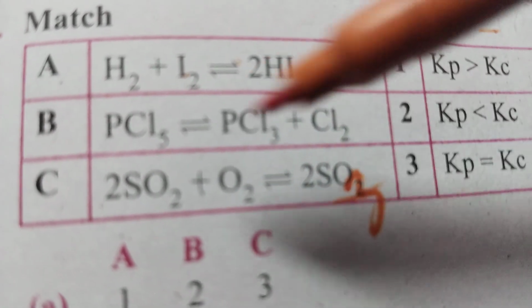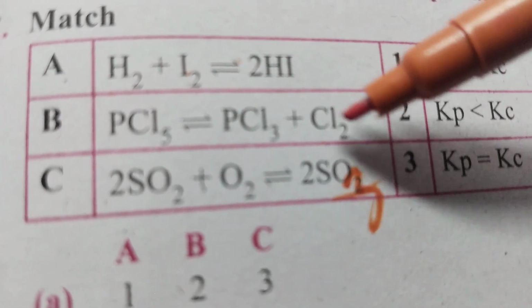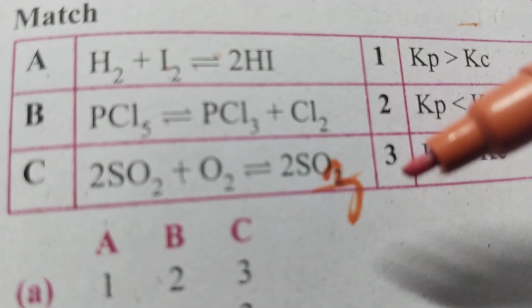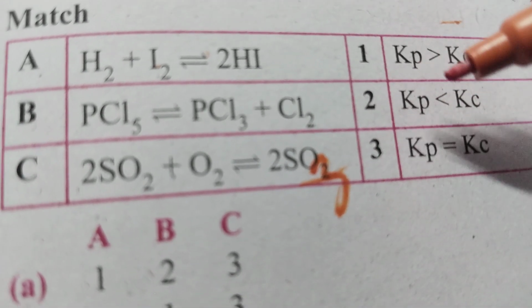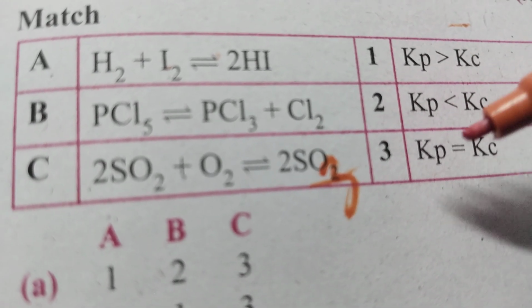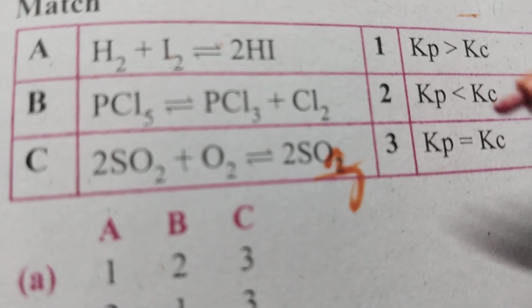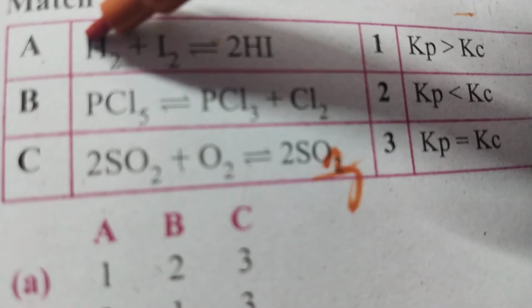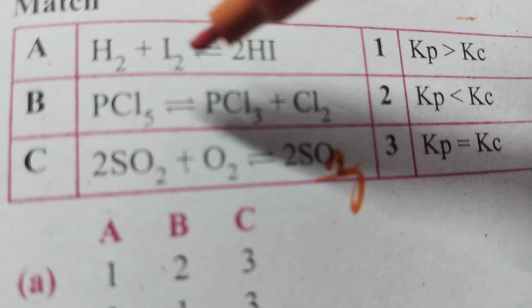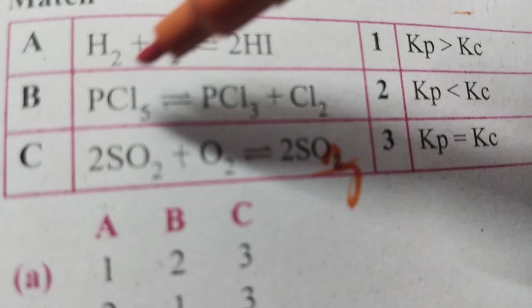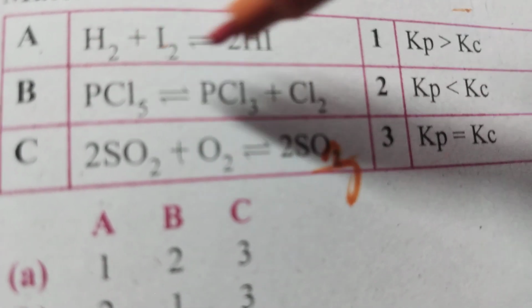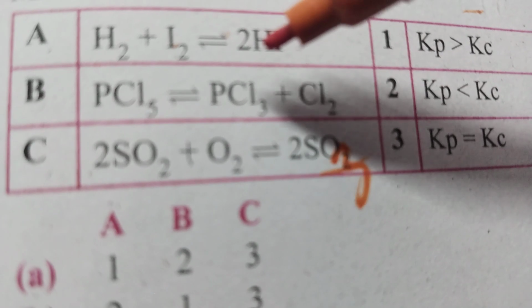H2 + I2 ⇌ 2HI, PCl5 ⇌ PCl3 + Cl2, 2SO2 + O2 ⇌ 2SO3. Kp greater than Kc, Kp less than Kc, Kp is equal to Kc. You see the number of moles of reactant here: 1 mole hydrogen, 1 mole iodine. So total moles of reactants are 2. Total moles of products are 2.